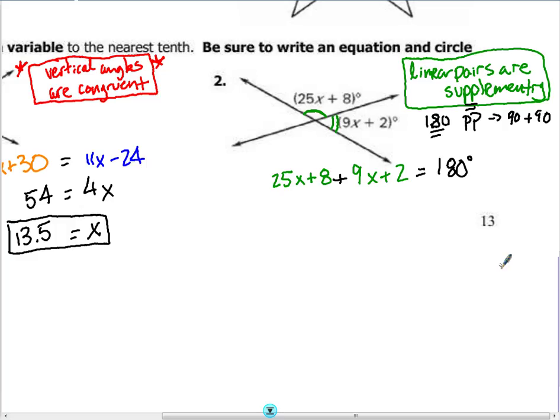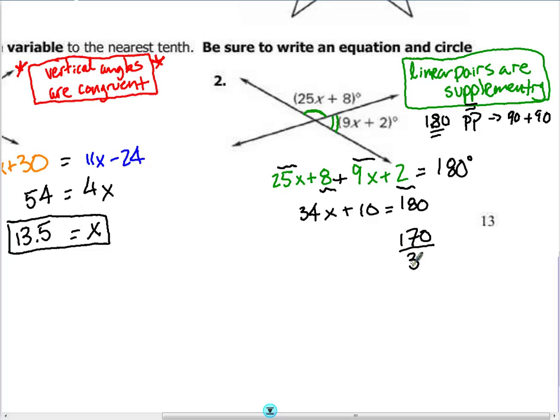I'm going to add my like terms, so 25x plus 9x is going to give me 34x. 8 plus 2 is going to give me 10. And then I'm going to subtract 10 and divide by 34, so I'm going to get 170 divided by 34 is what x equals.